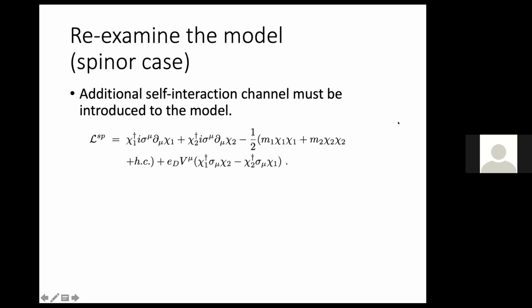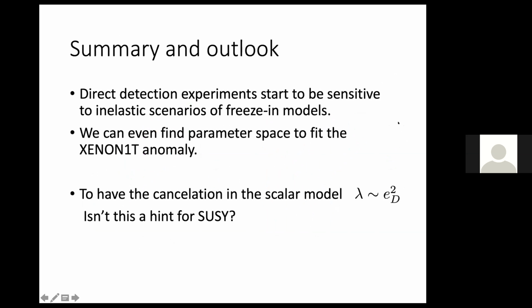But for fermion models, there's no such self-interaction automatically. So we must introduce new particles or maybe new effective operators in order to solve this problem, to get a larger F2. Okay, and so here's the summary and outlook.